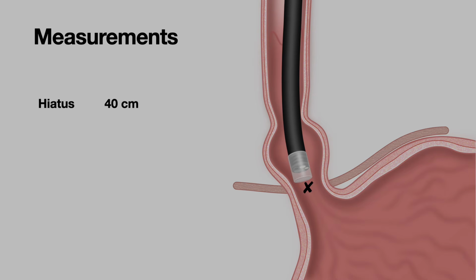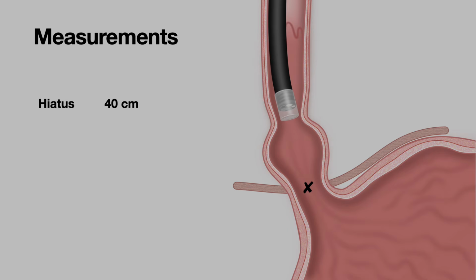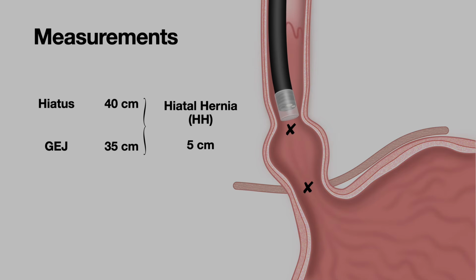And then as you withdraw the scope, you look at where the stomach folds end, that is the gastroesophageal junction. Hiatus was at 40 centimeters, gastroesophageal junction was at 35 centimeters. That is a hiatal hernia of 5 centimeters. So you'll notice that the hiatal hernia is 5 centimeters.